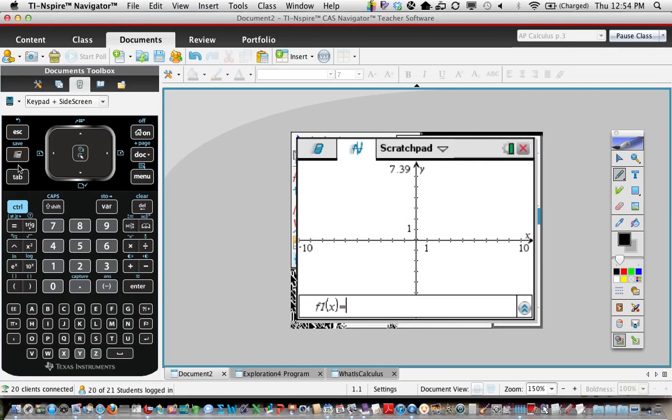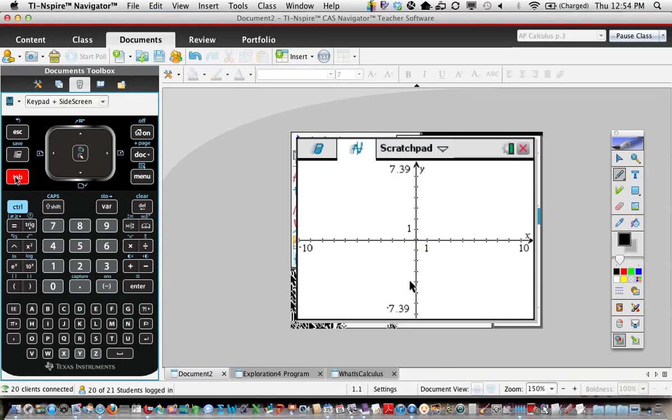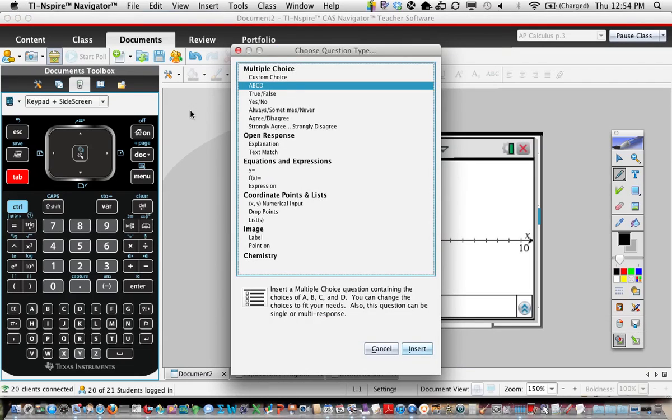Okay, so let's do it. So let's go to our scratch pad. Let's go to our graph screen. Let's hit tab to open up that F1 of X window. Okay, now wait a minute. Why am I doing all this? Time out.